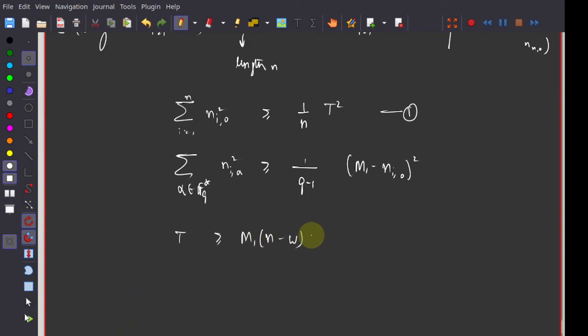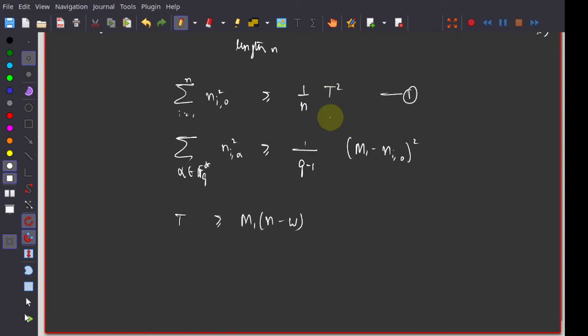So now wherever I have t, I can try to substitute m1 into n minus w, so that will get rid of t eventually. But now I need to connect m1 and the minimum distance. So the minimum distance is not appearing anywhere over here. Right? So let me look at the s term once again.